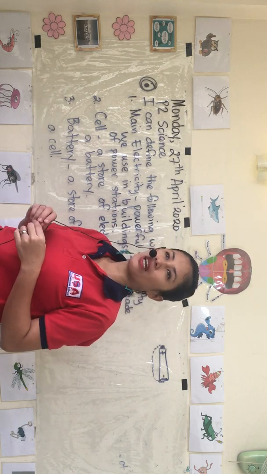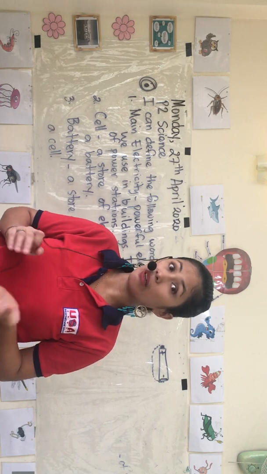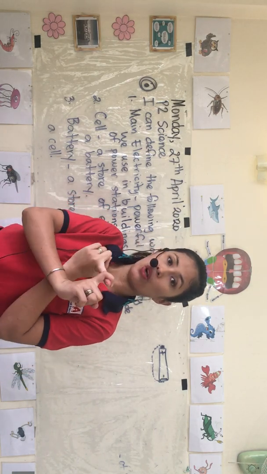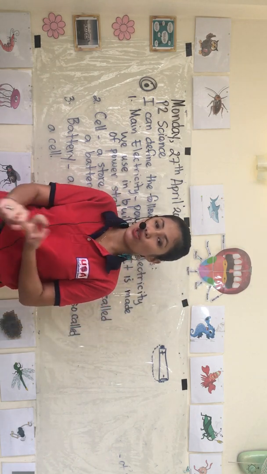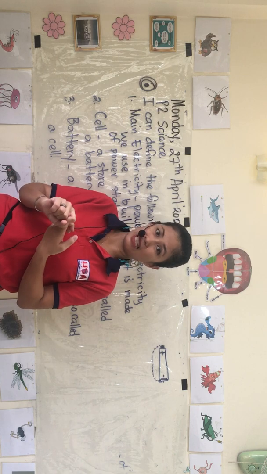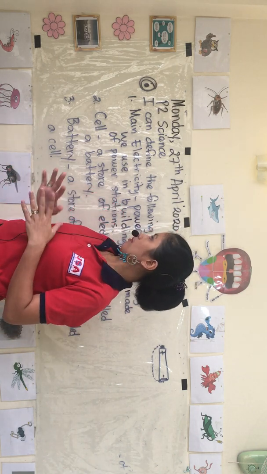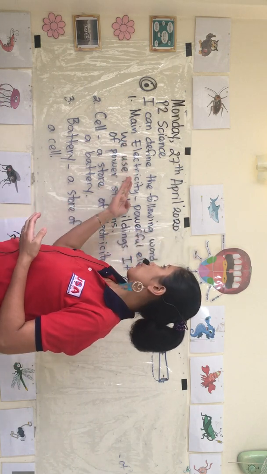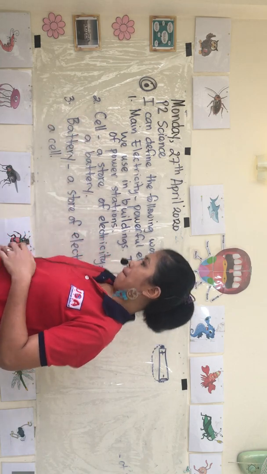So last Friday I asked you to give the definition or the meaning of the following words. We have electricity, which we already discussed. Electricity is energy that we use to light up things and to make things work. Today we will be discussing mains electricity, a cell, and a battery.